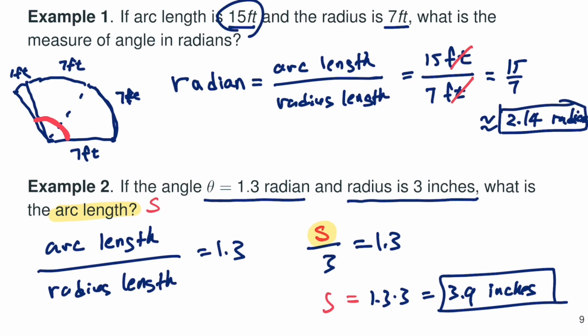So arc length is 3.9 inches. In terms of the angle, just to have a visual, if this is the radius of 3 inches, the arc length is a little bigger than 1 radian, it's 1.3, so maybe it's somewhere here. This is the angle, 1.3 radians. And this arc length is 3.9 inches.